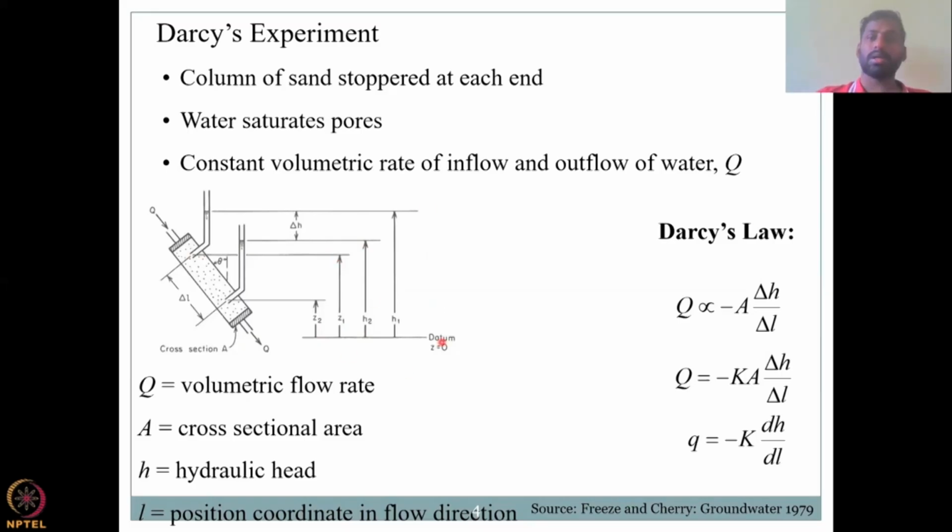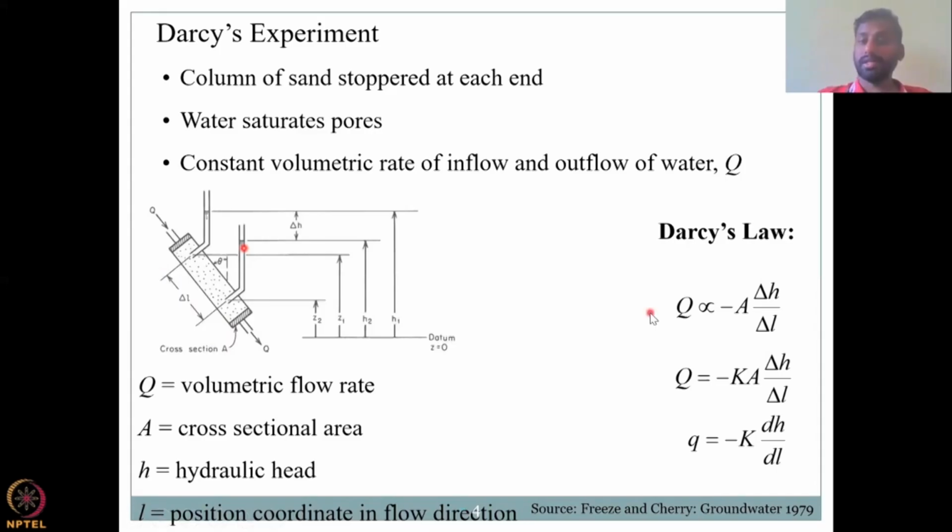Okay, so H1 is higher than H2, and that is why groundwater will flow from H1 to H2, because high potential, low potential. So it flows from high potential to low potential. So Q is given as the volumetric flow rate, A is the cross-sectional area, H is the hydraulic head, which is including the elevation of the well from the ground, and L is position coordinate in flow direction. So how much in the flow direction at length.